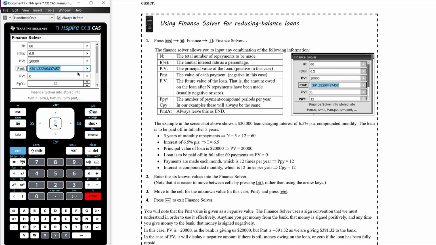So this is a loan. I've borrowed that money from the bank. The bank gave me $20,000. So the present value is positive. Okay. The payments, I make those to the bank. That's money that goes away from me, so that's negative. Okay, so that's why it says negative 391.